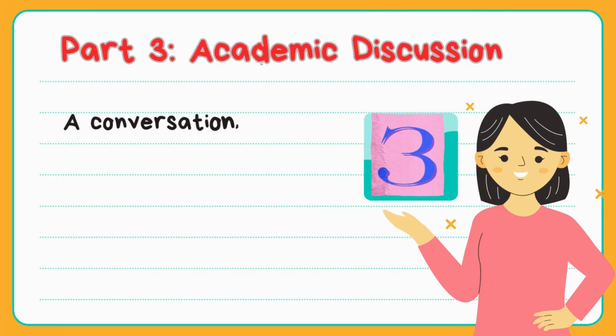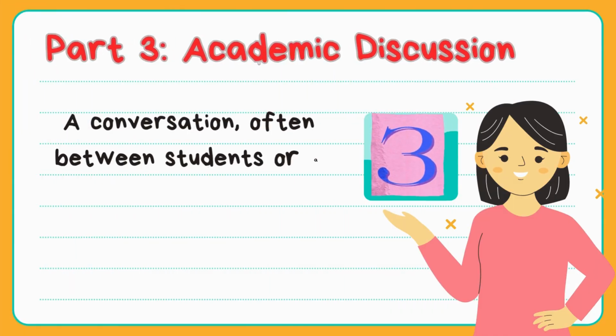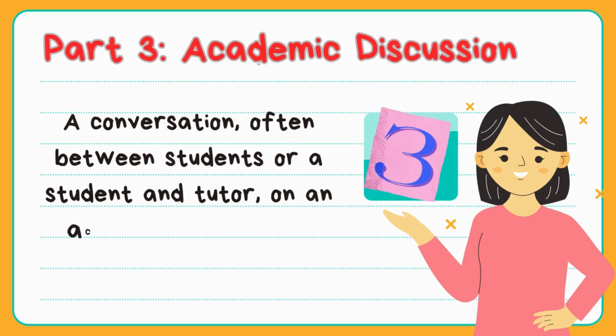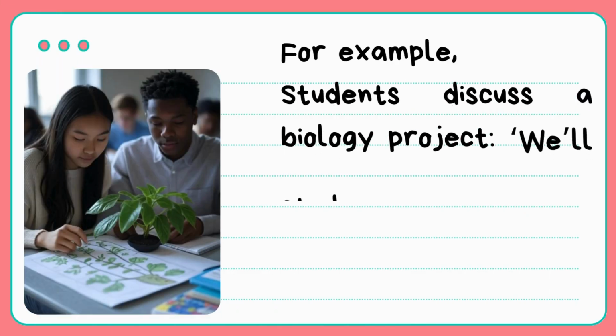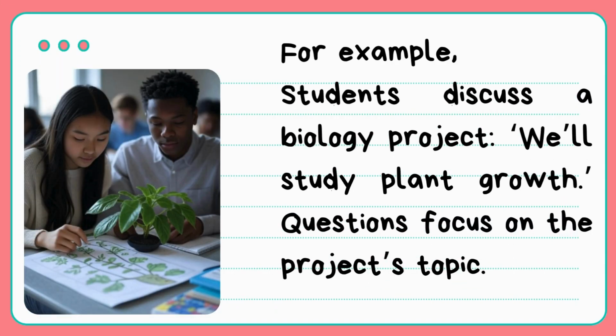Part 3. Academic discussion. A conversation, often between students or a student and tutor, on an academic topic like a project. It's more complex. For example, students discuss a biology project. We'll study plant growth. Questions focus on the project's topic.